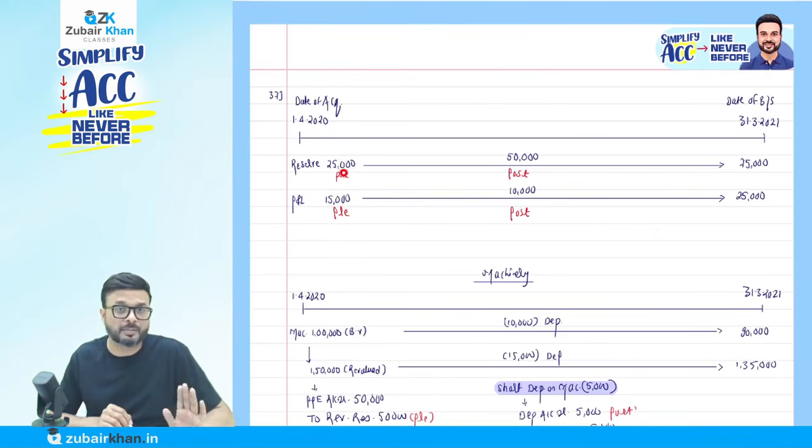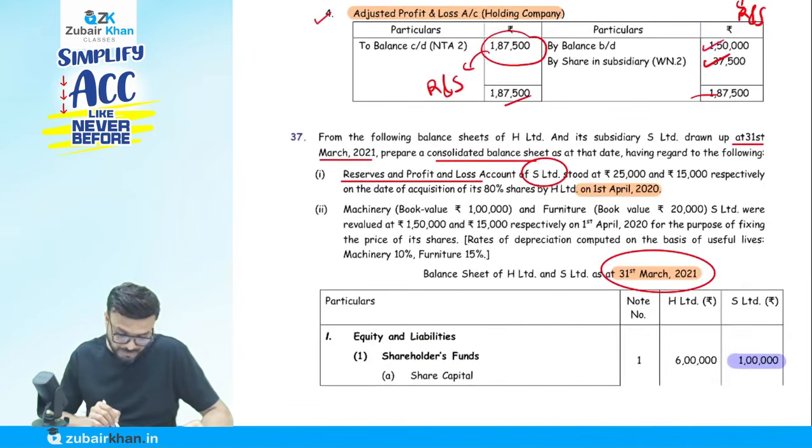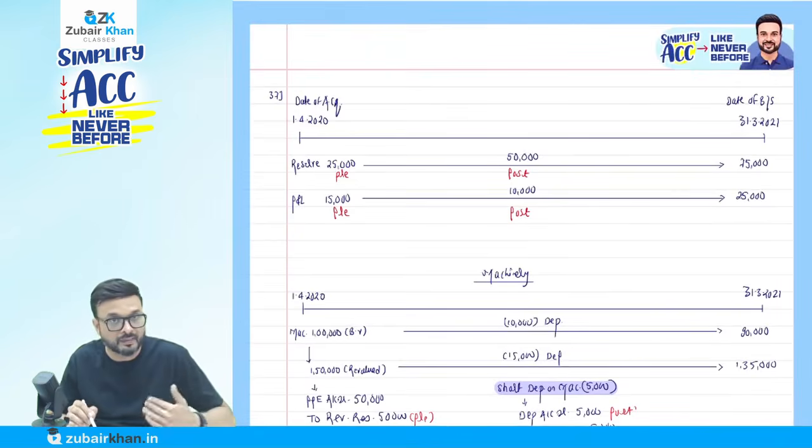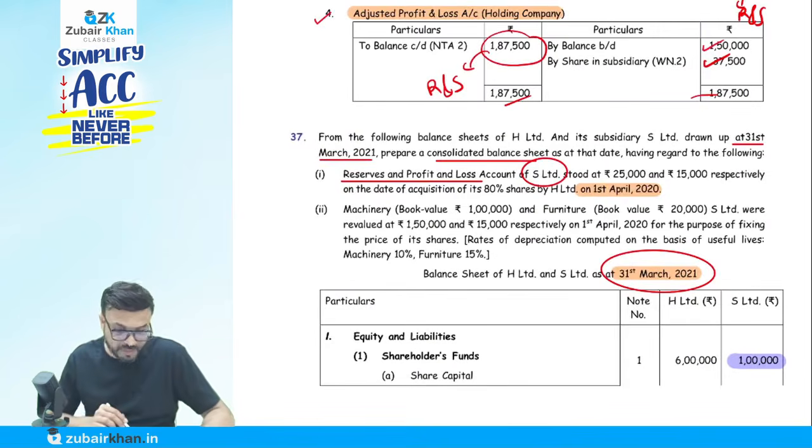We have not yet come to the balance sheet part. Now this para is very important. I'm just reading it, but I will explain it in detail. All the working here is related to that para only. Now they say machinery book value rupees 1 lakh and furniture book value rupees 20,000 of S Limited were revalued at rupees 1,50,000 and 15,000 respectively on 1st of April 2020 for the purpose of fixing the price of its share. Rates of depreciation computed on the basis of useful life: machinery 10%, furniture 15%. This para is very important, I will discuss it with you in detail.